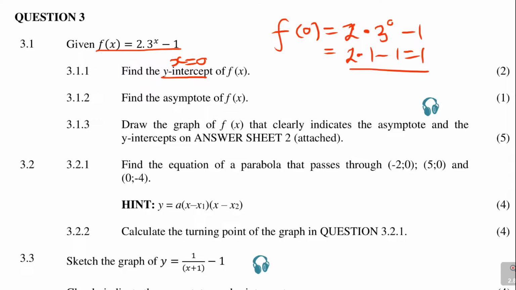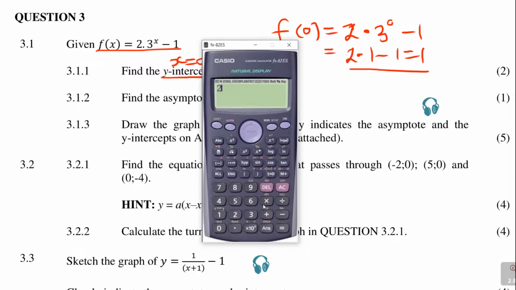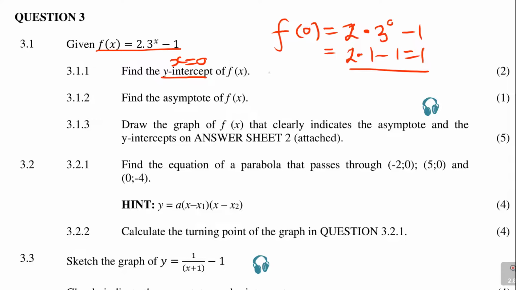But use a calculator if you feel like you're gonna make some errors, but you need to know the right substitution. So it's 2 times 3 to the power 0 minus 1, which is equal to 1. Are you seeing that? So the answer here, find the y-intercept. Y is equal to 1, because x is equal to what? X is equal to 0.